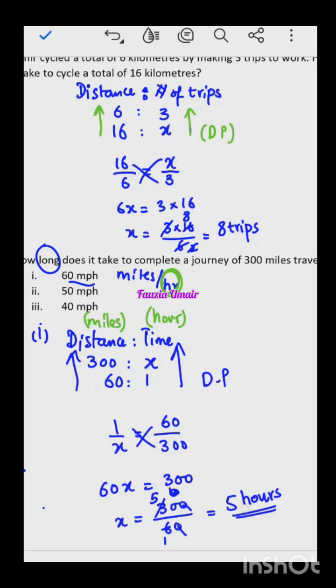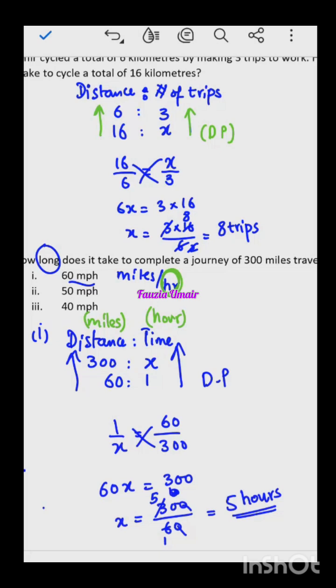So I'm not going to do the next two parts. I hope you can do it on your own. 50 miles per hour and 40 miles per hour. Same calculation, same method. Just in place of 60, you will put 40 and 50. Okay? So, any questions up till this point?